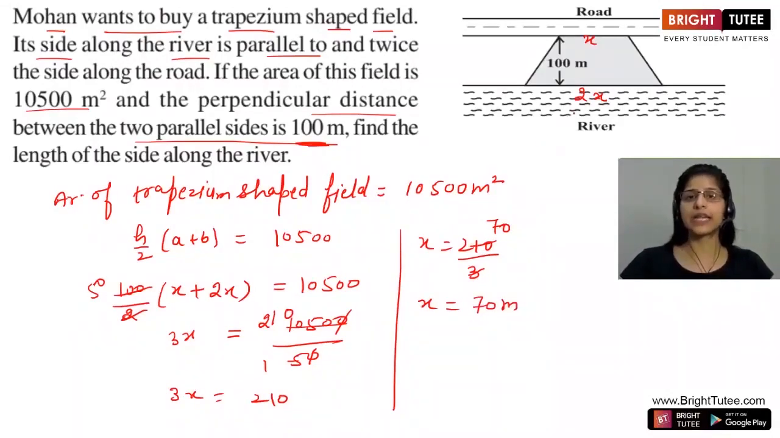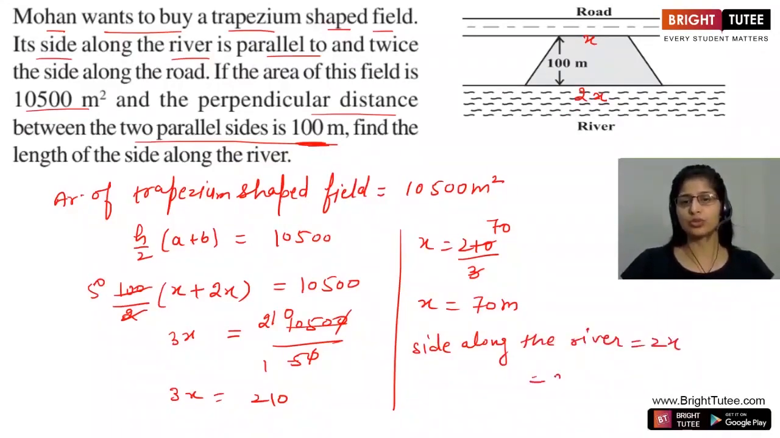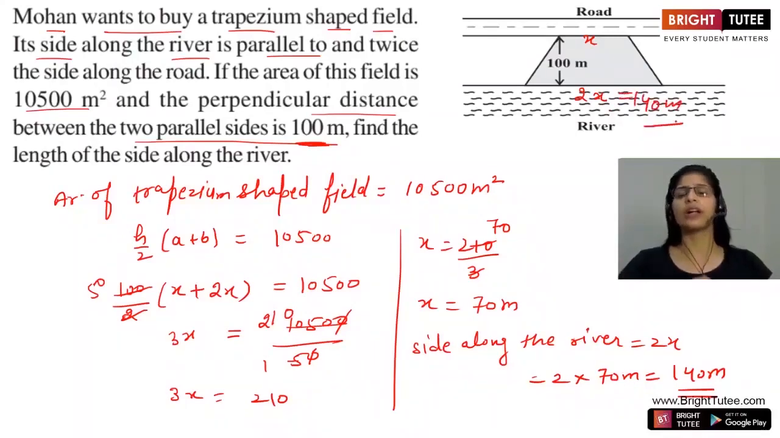But this is the side along the road. We have to find the side along the river. So the side along the river, what is the measurement? It is 2x. So 2 into 70 meters, that gives us 140 meters. Right? So what is the measurement of this side? 140 meters. Clear?